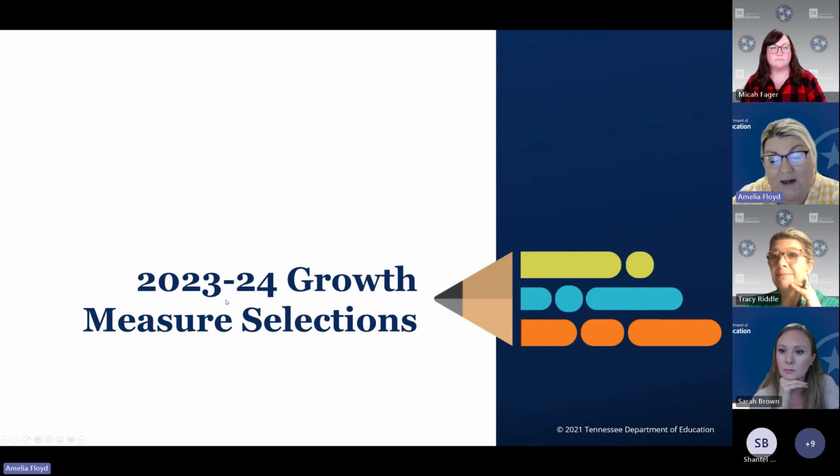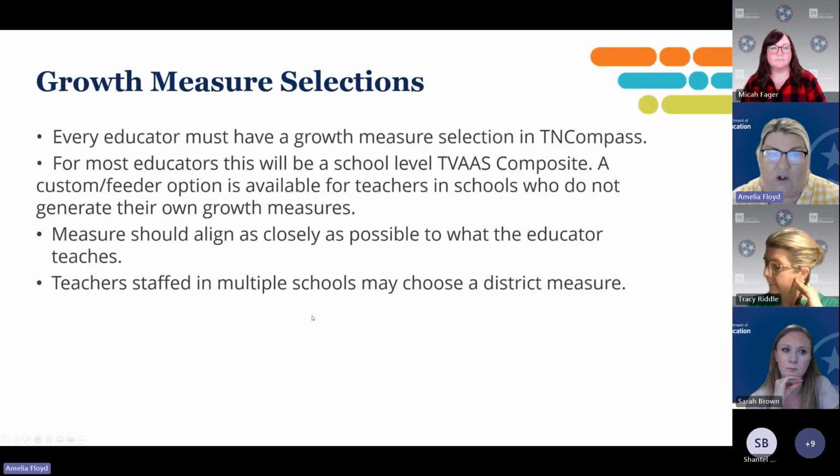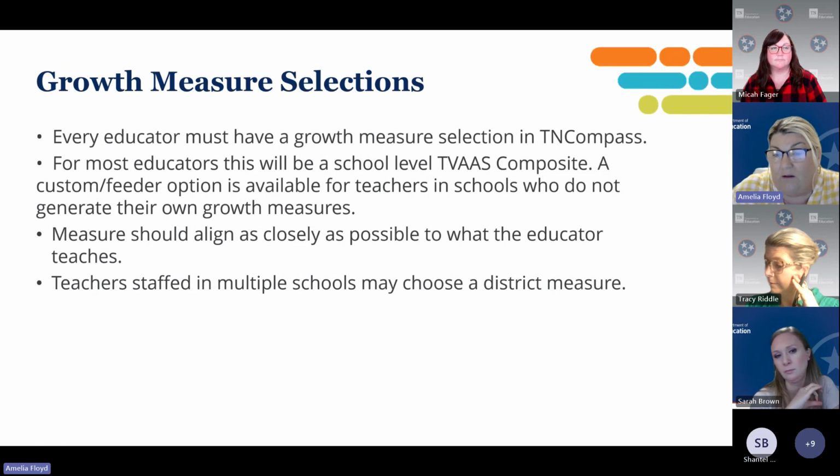So let's spend just a minute talking about growth measure selections for 23-24. So we're moving to this current year now. You should be also working on these at this time. So every teacher must have a growth measure selection in T-Encompass. That's going to be a school-wide measure. For most educators, it's going to be school-wide TVAS composite.